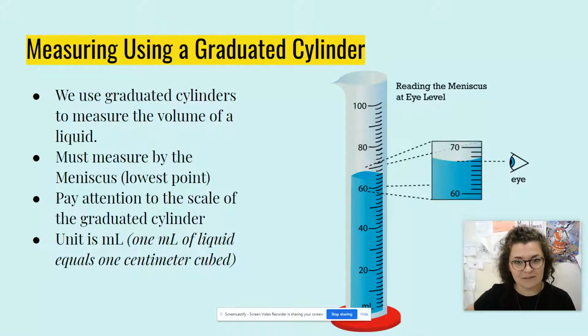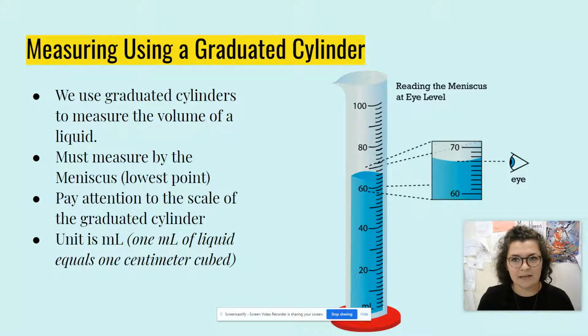So graduated cylinders are something you've probably seen before. We use them a lot in science to be able to find volume, and that's how we measure volume easily. We use the meniscus, so you can see in this image that we've got on the side, that meniscus is the lowest point. So whenever you get at eye level, you'll see that the water isn't just straight across and hits exactly where. It actually bends down a little bit, and you can see that lowest point is what we need to measure. It's kind of a trick of the light.